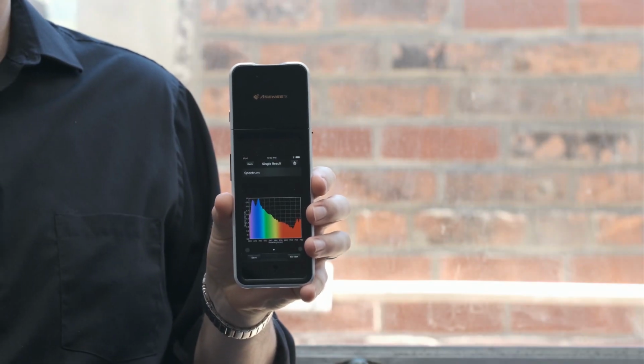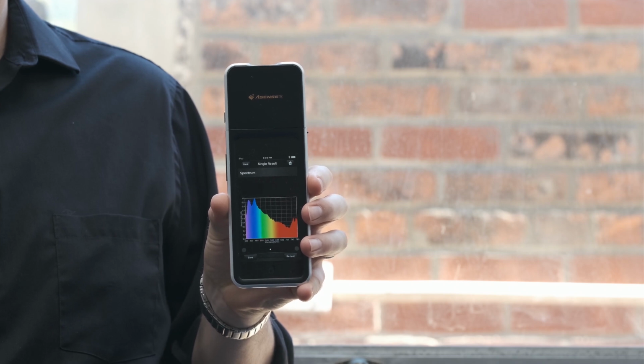Let's talk about daylight, the original light source. This is the spectral power distribution of daylight, which is a full spectrum source. Really, daylight is a quality of light that we try to emulate with all artificial light.